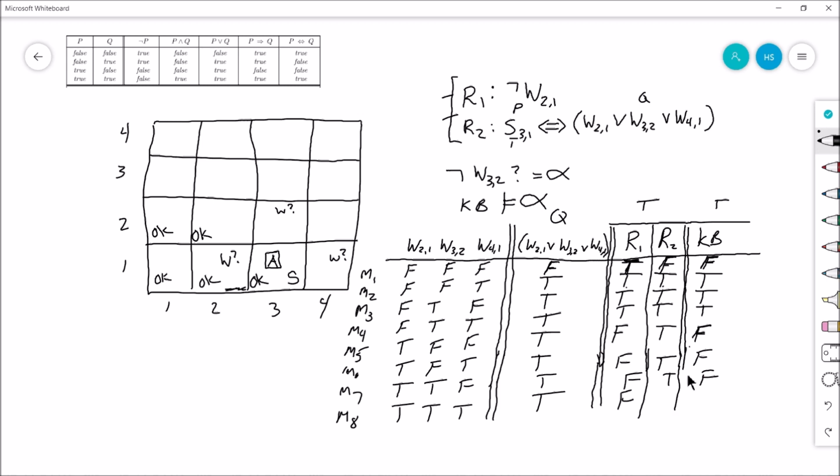Okay, and so the Q part's true, the P part's true because we detected the stench in 3, 1. So that makes the bidirectional true, but that invalidates our knowledge base. So that's a false knowledge base. So what are the true knowledge bases? Just these 3 models right here. Those are the only 3 that we're going to consider. These are the only possible worlds based on what we know.